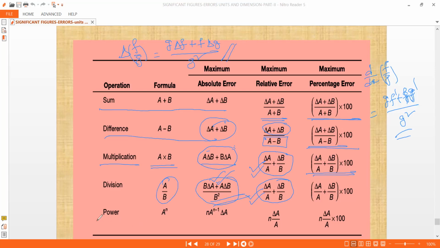And now the power, when you have power n, then n into a power n minus 1 kind of thing. So same kind of differential. So n into delta a by a is what you get. Power into relative error. So if you multiply that with 100, you will get the percentage error. So with this, we conclude the error analysis today.